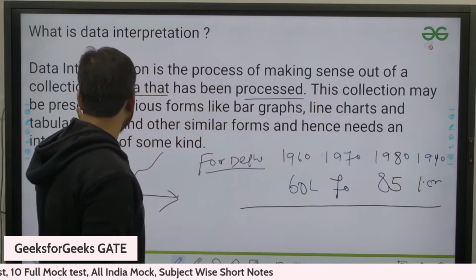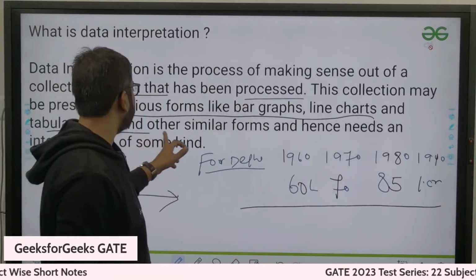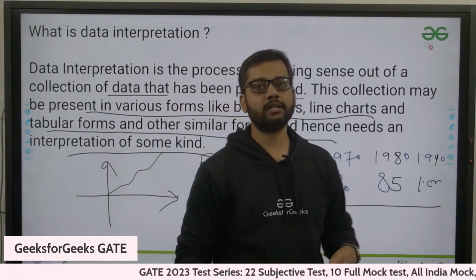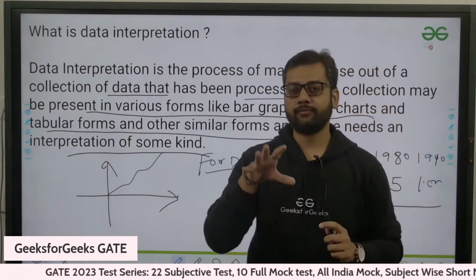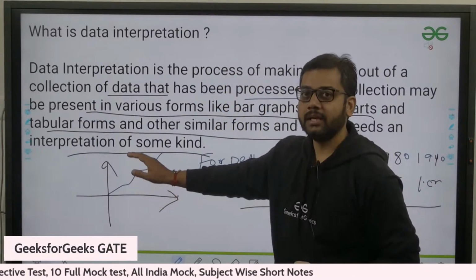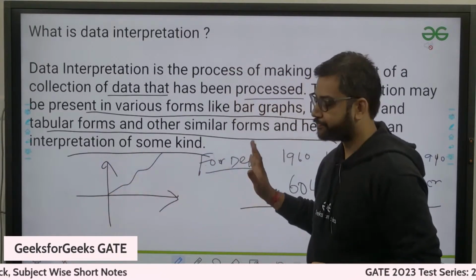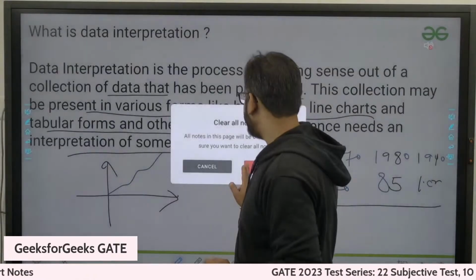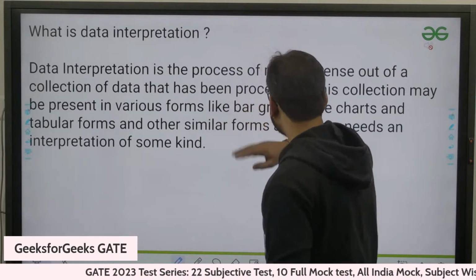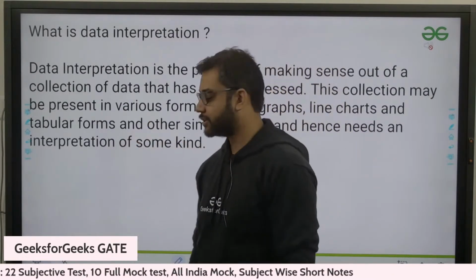This collection may be presented in varied forms: bar graph, line graph, tabular form, and other similar forms, hence the need for interpretation of some kind. Interpretation means that from the graph we are fetching information. So from this graph I'm fetching the information that the population is increasing continuously from 1960 to 1990. So this is our DI. DI is basically the organization of data which is processed in the format of a bar graph, line chart, tabular form, and pie chart.